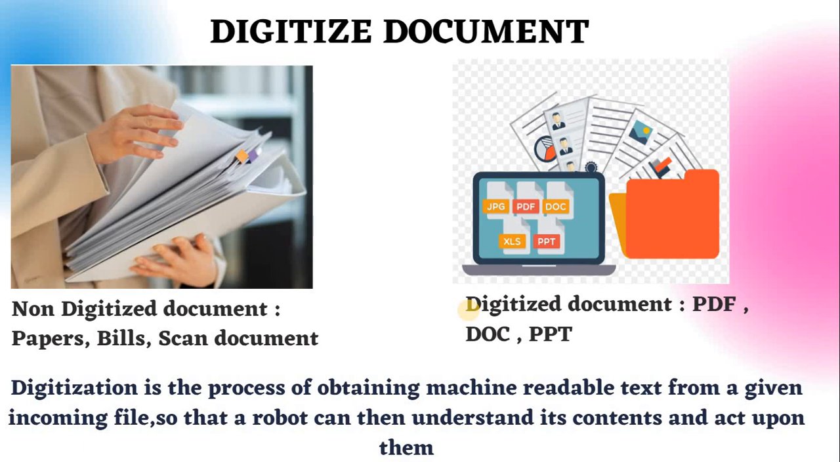For example, if it wants to search for some item in the document, it can easily search, or take different actions as well. So digitization is the process of converting a non-digitized document into a digital format. We will see how we can do that in UiPath Document Understanding.